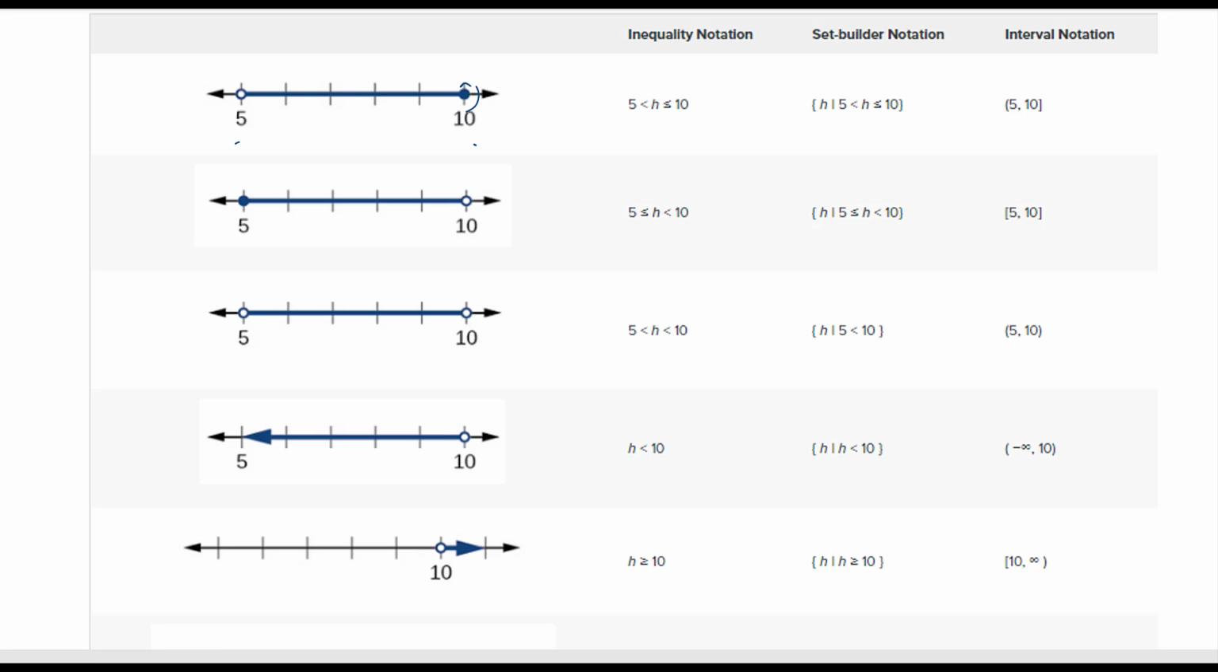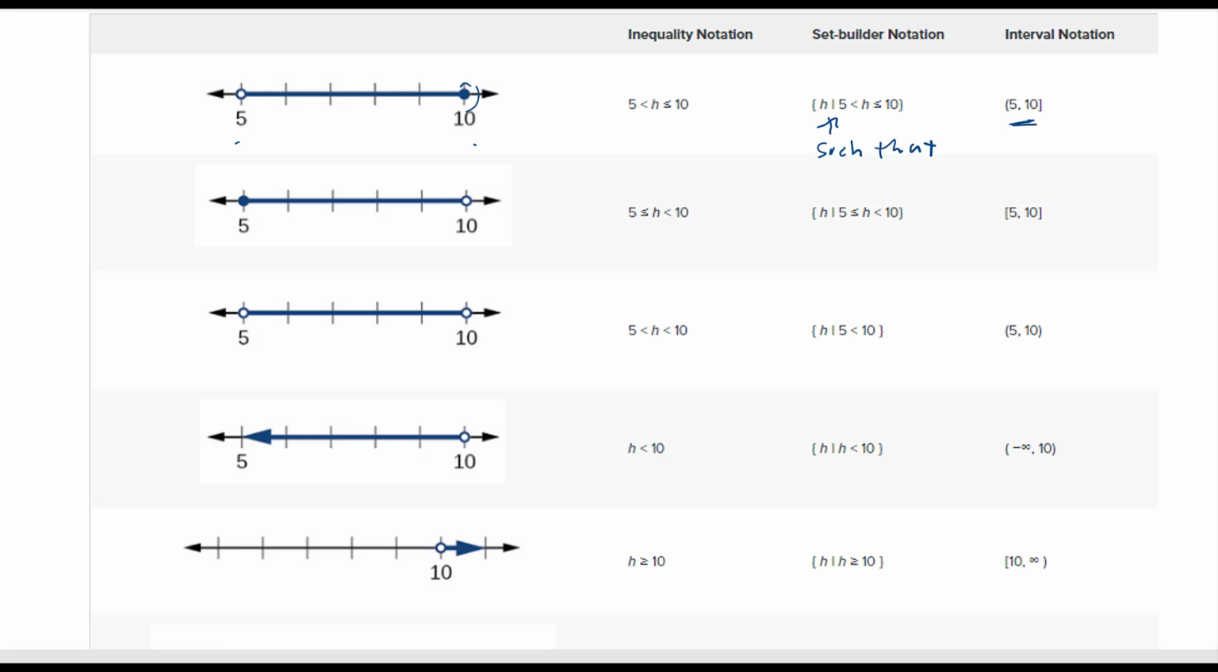And set builder notation is a formal way of writing what values are represented. We'd write h such that, where this vertical line means such that, 5 is less than h less than or equal to 10. And in interval notation, we just do parenthesis 5 comma 10 bracket.